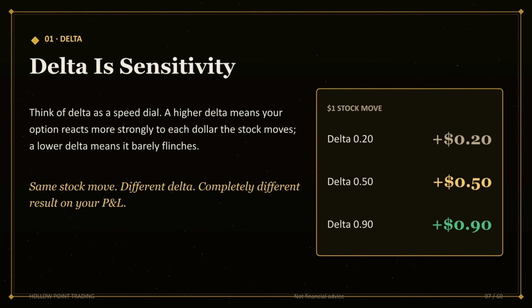Think of delta as a speed dial. A high delta means your option reacts strongly to stock movement, while a low delta means it barely reacts. A higher sensitivity leads to a significantly different outcome for your P&L.